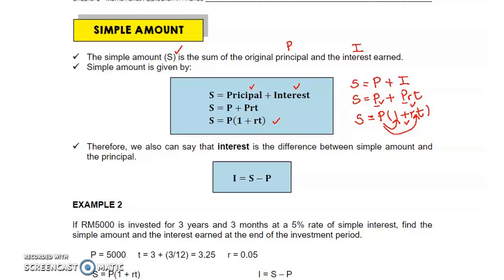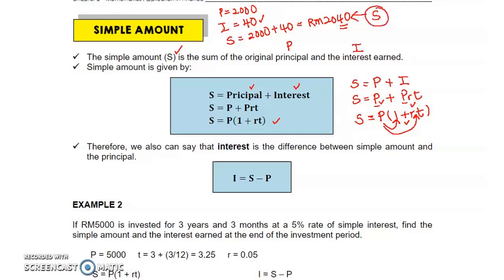For example, just now, okay, you borrow 2,000 ringgit. At the end of a certain period, you need to pay back 40 ringgit interest, for example. So at the end of the day, you need to pay how much? The amount of principal just now, 2,000, plus interest. So you need to pay back 2,040 ringgit. Okay, you need to pay more than what you borrow. Why more? Because of interest here. So 2,040 ringgit, this one we call simple amount.